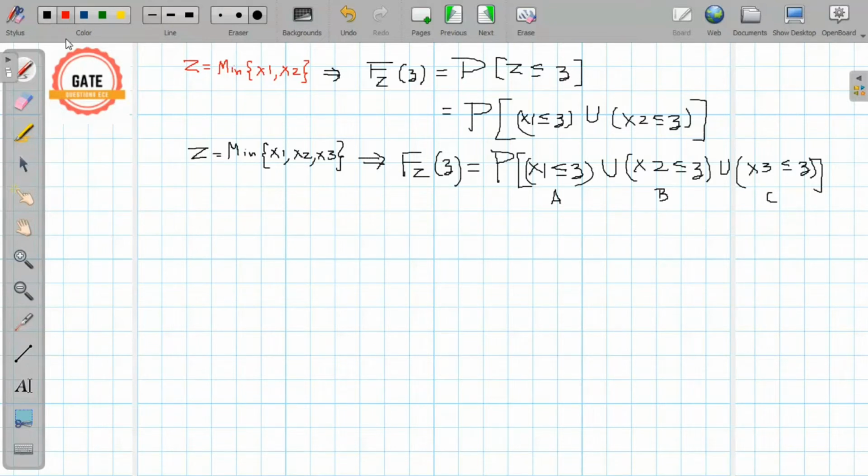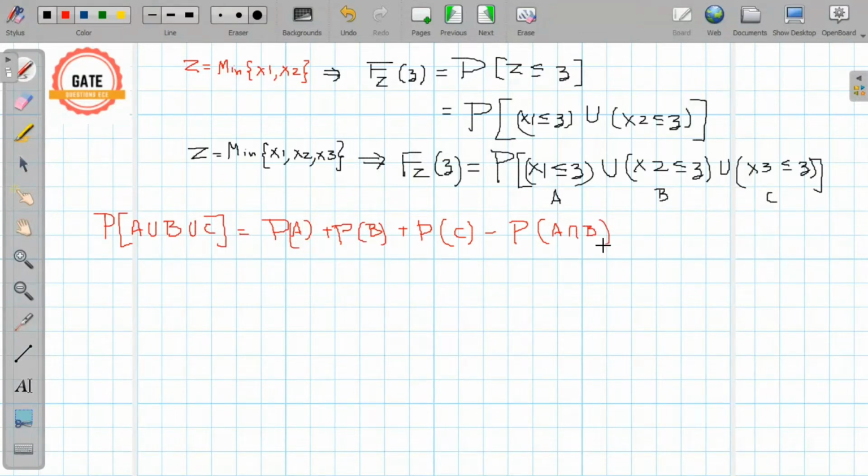So we know that the probability of A union B union C is equal to probability of A plus probability of B plus probability of C, minus probability of A intersection B, minus probability of B intersection C, minus probability of C intersection A, plus probability of A intersection B intersection C. You can easily write this from the Venn diagrams. So we can write the CDF of Z.